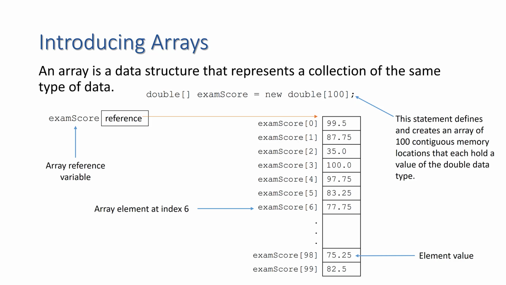Each element in the array can be accessed by using the array variable name followed by an index. In a 100-element array, the first element has an index of 0, and the last element has an index of 99.